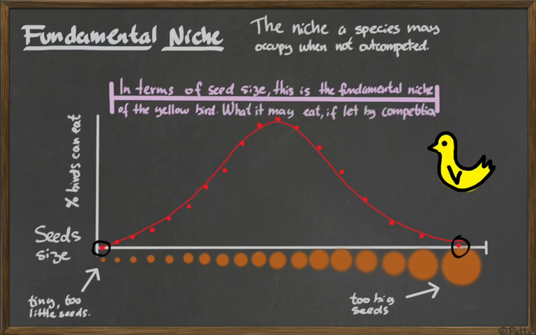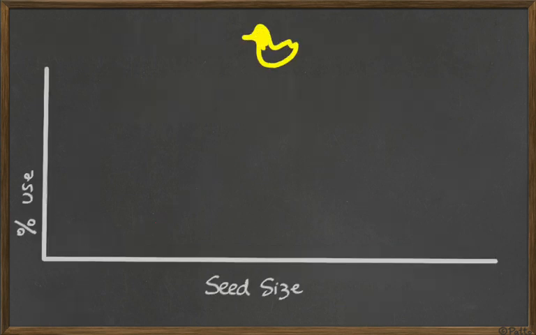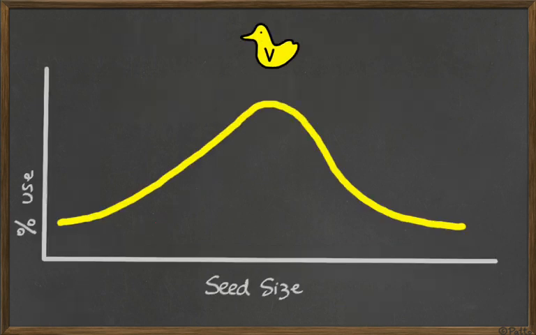So these medium-sized seeds here are the optimum, the best size that they can eat. But they can eat all the way from here to here. So this is the fundamental niche of this species. If I put this here in proportion, it would look something like that. The fundamental niche in terms of seed size, so for one dimension of the yellow bird. Okay, all the other dimensions of the niche I'm not going to put here, otherwise things get very complicated.